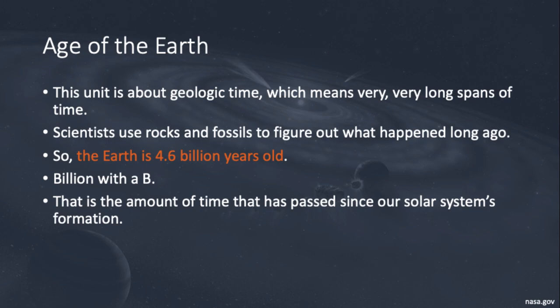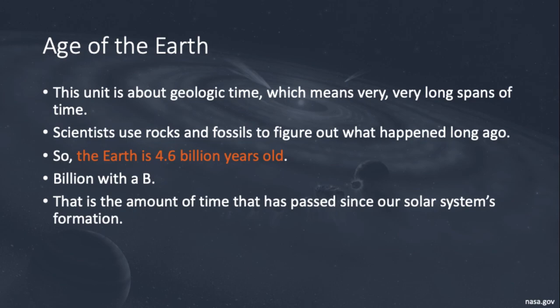The unit we're working on is about geologic time, which means very, very long spans of time. Scientists use rocks and fossils to figure out what happened throughout Earth's history of 4.6 billion years. That's billion with a B. So a very, very long time. That's the amount of time that has passed since our solar system's formation.